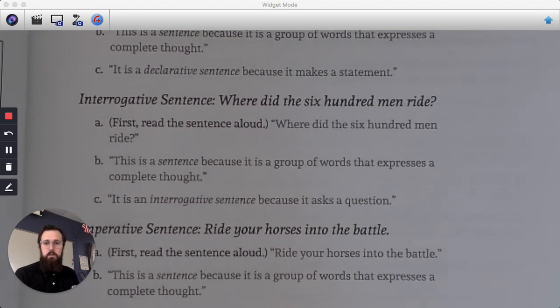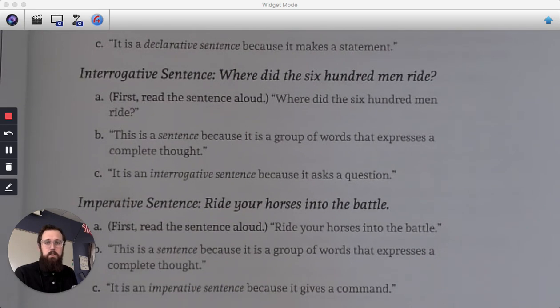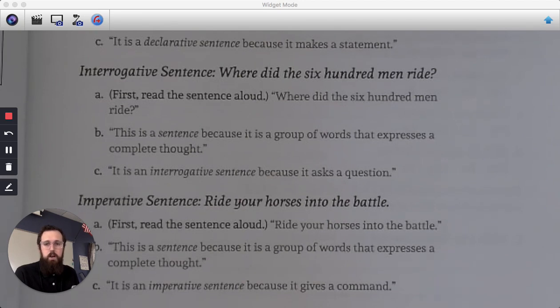Interrogative sentence. Where did the 600 men ride? First, read the sentence aloud. Where did the 600 men ride? This is a sentence because it is a group of words that express a complete thought. It is an interrogative sentence because it is a question.